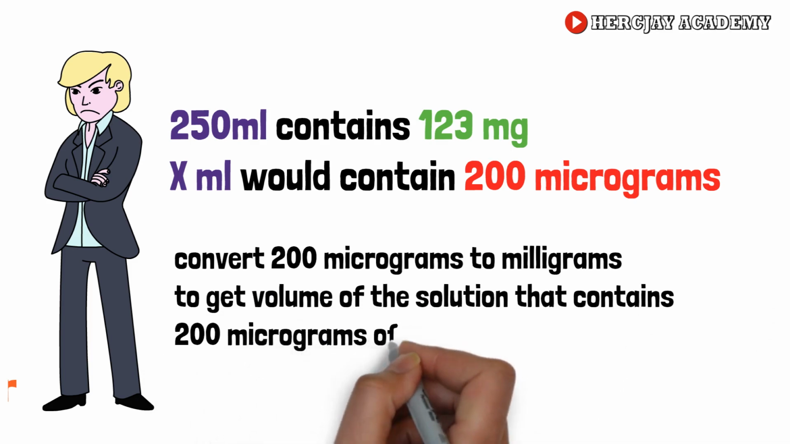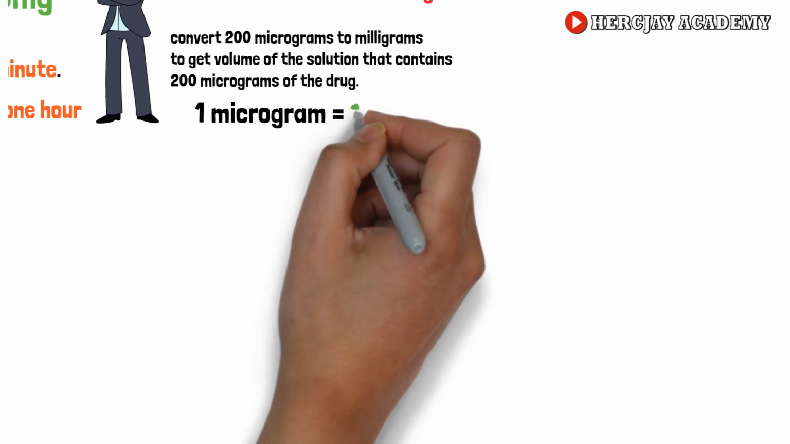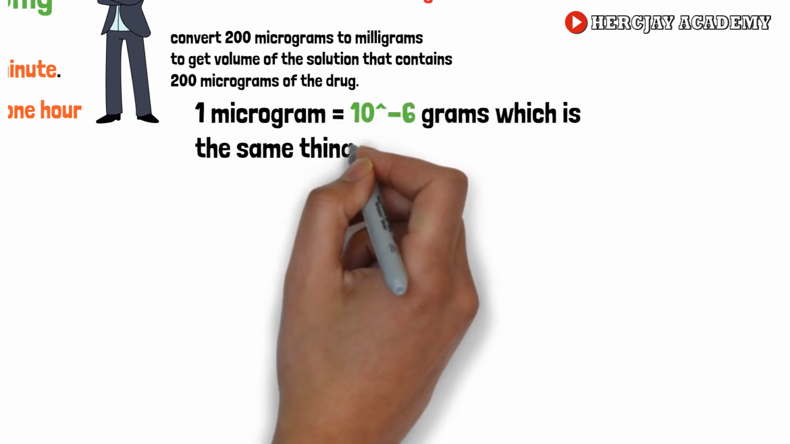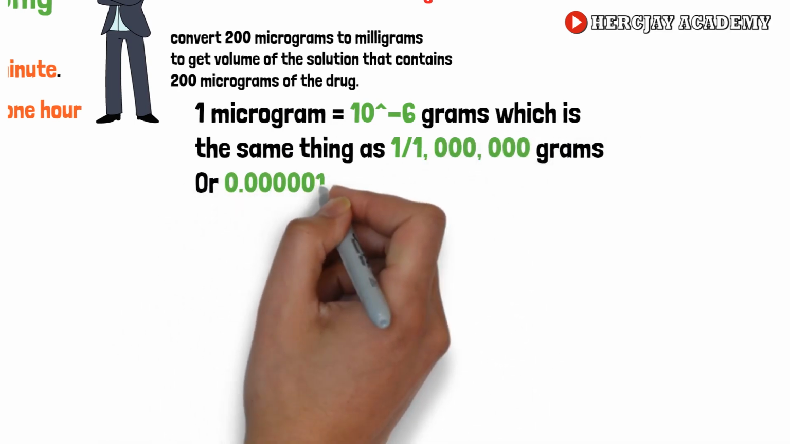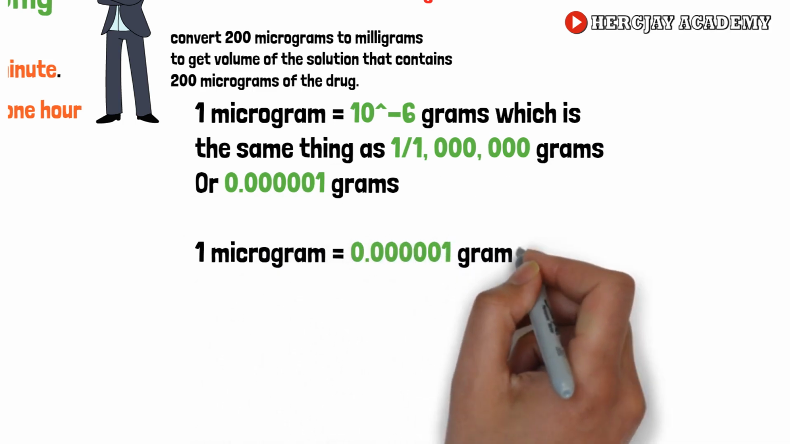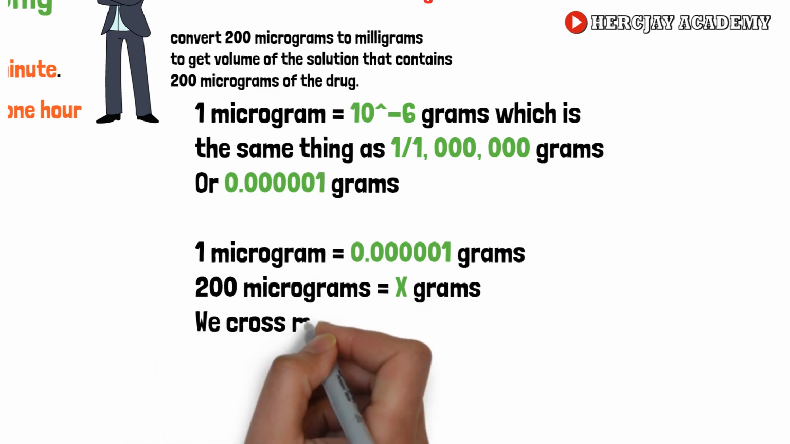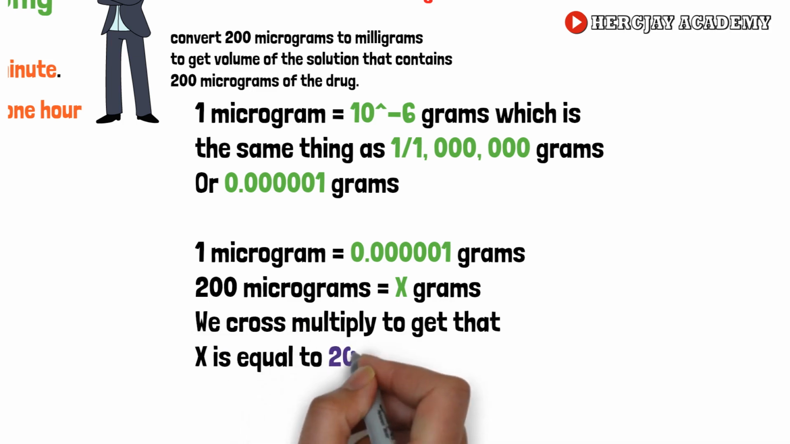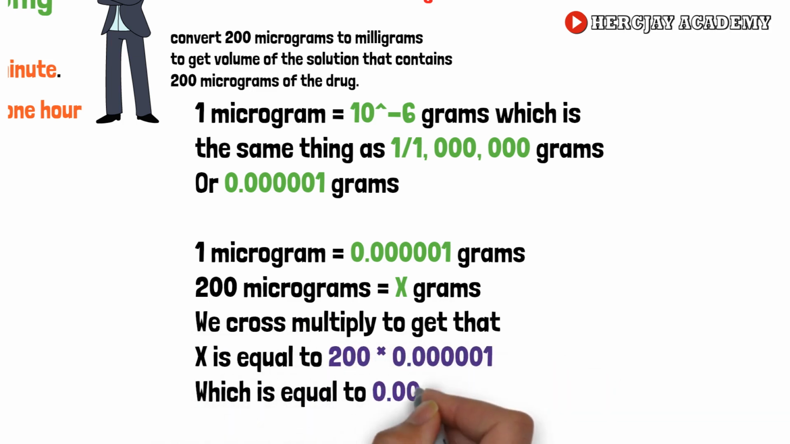From our reference table or previous knowledge, we know that 1 microgram is equal to 10 raised to the power of minus 6 grams, which is the same thing as 1 all over 1 million gram, or 0.000001 grams. Therefore, 200 micrograms is equal to X. We cross multiply to get that X is equal to 200 times 0.000001, which is equal to 0.0002 grams.